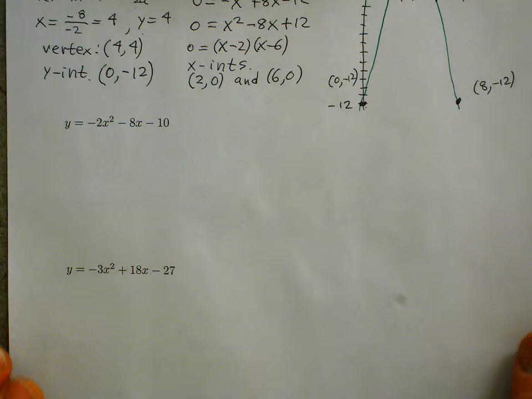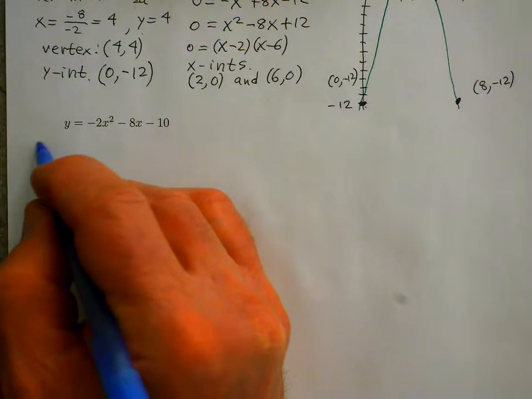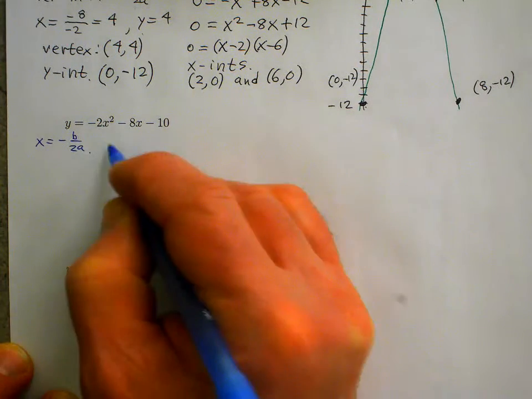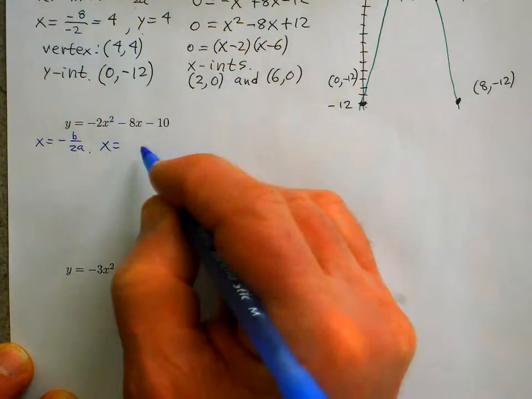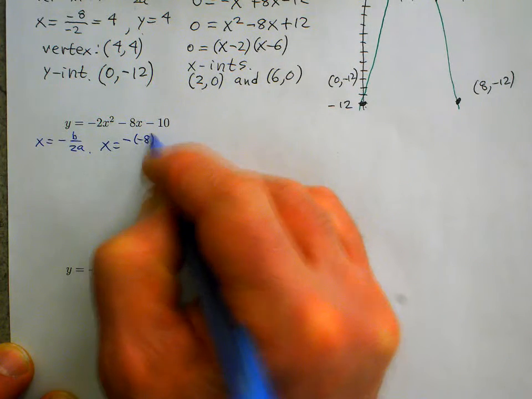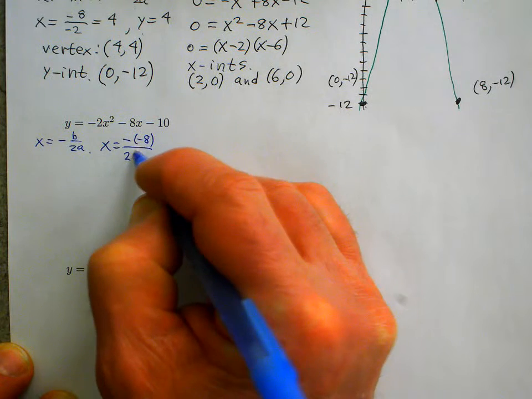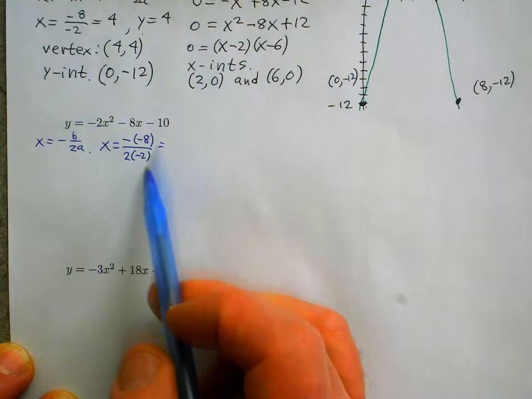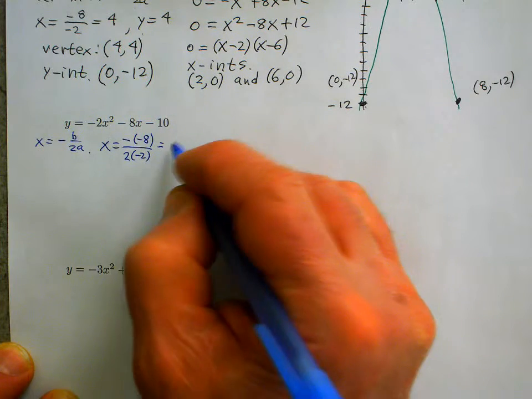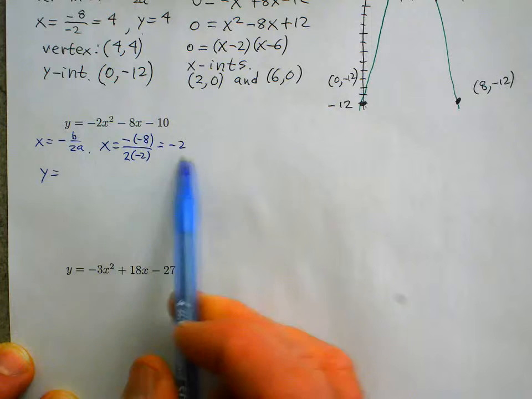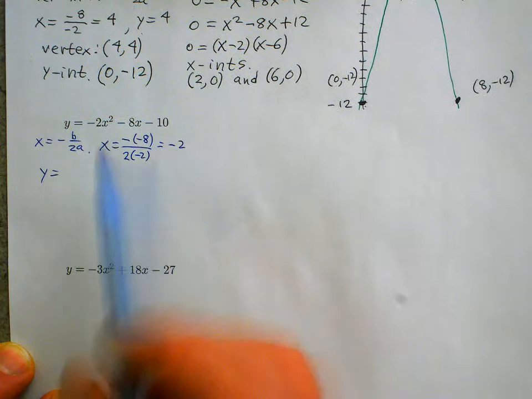Okay, there's just 2 or 3 minutes left. So the vertex, negative b over 2a. So the negative of negative 8 divided by 2 times negative 2. So we get 8 divided by negative 4, which is negative 2. And the y-coordinate when x is negative 2.